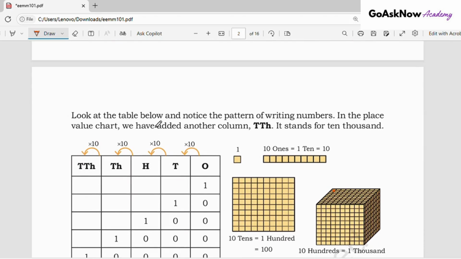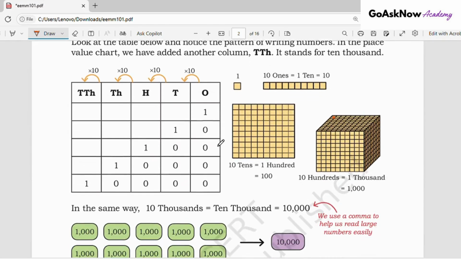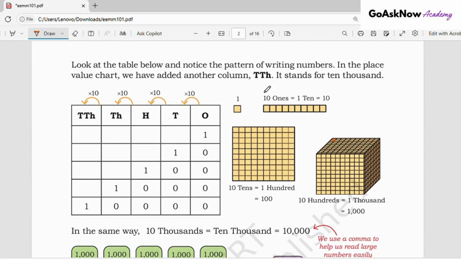Here, look at the table below. Notice the pattern of writing numbers. In the place value chart, we have added another column, TTH. It stands for ten thousands. In the table, from our right side, the last value is known as ones, then the second value is known as tens. 10 ones is equal to 10.